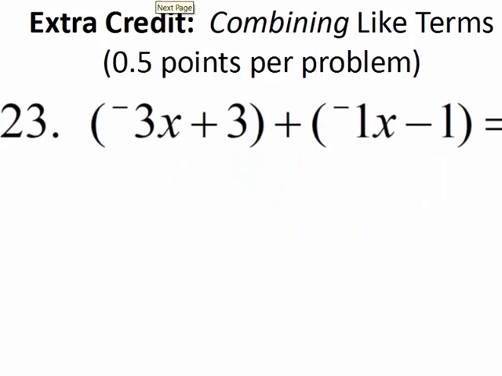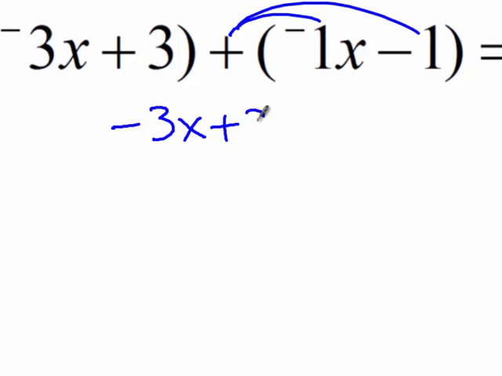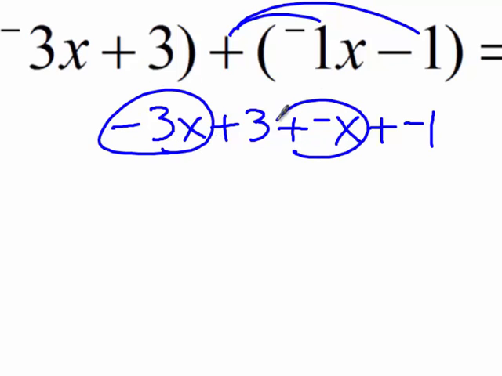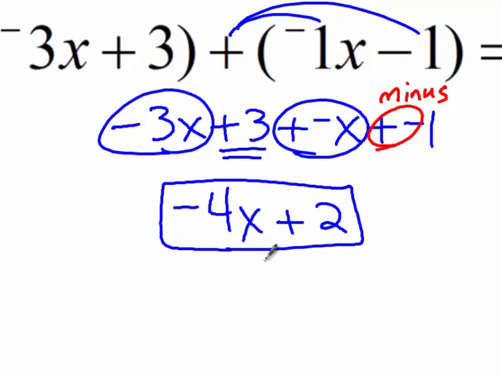Number 23, we have the quantity negative 3x plus 3 plus the quantity negative 1x minus 1. Rewriting this, we have a negative 3x plus 3 plus a negative x plus a negative 1. A negative 3x plus a negative 1x is a negative 4x. And we have 3 minus 1. And 3 minus 1 is 2. The simplified algebraic expression is negative 4x plus 2.